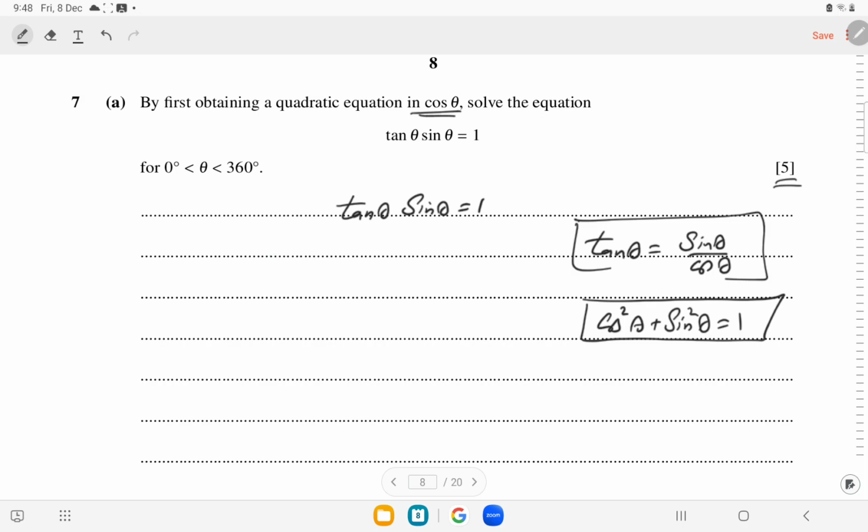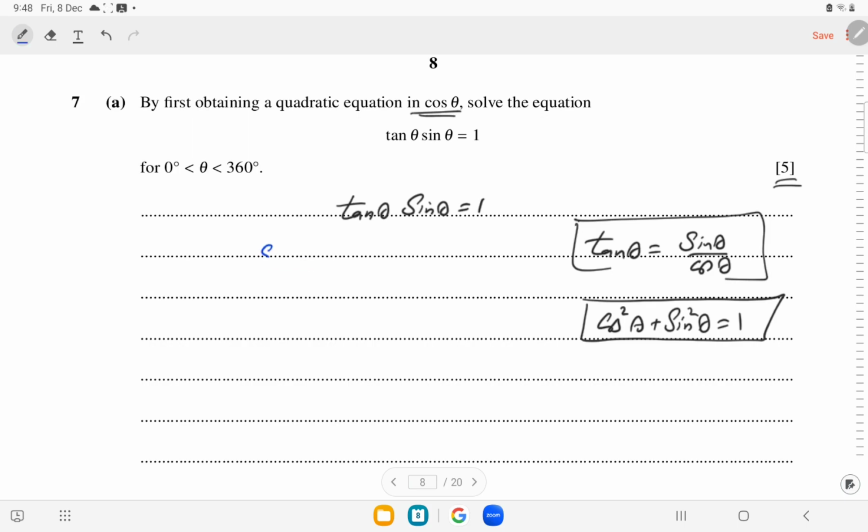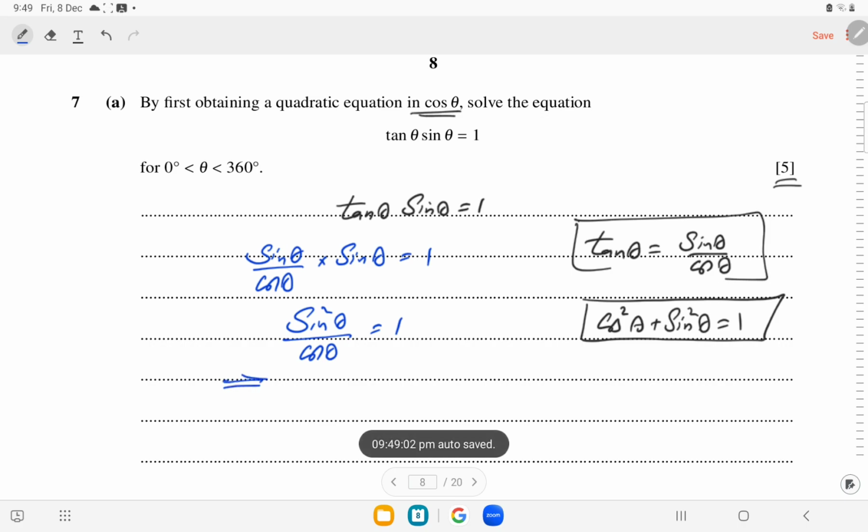Like here it goes, tan theta will be sin theta over cos theta, times sin theta equal to 1. That comes to be sin square theta over cos theta equal to 1. Do the cross multiplication, we get sin square theta is equal to cos theta.